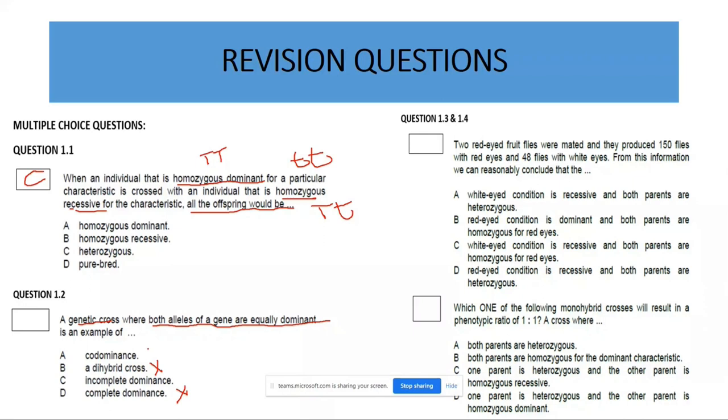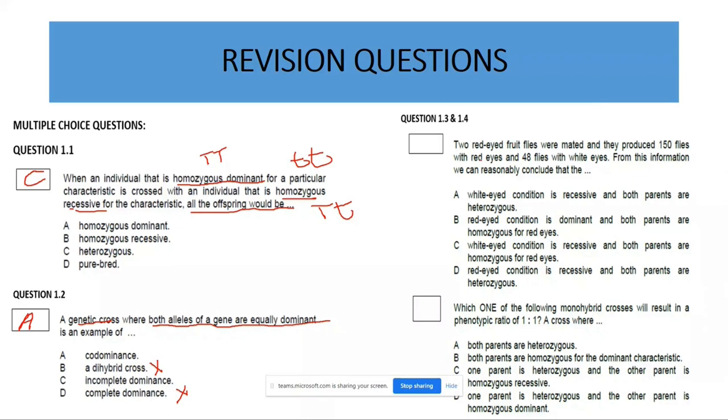Is it codominance or incomplete? Now I'm stuck between these two, A and C. What does codominance mean? Codominance means both of them are visible in the heterozygous state. Incomplete means an intermediate is formed. So my answer can only be A.